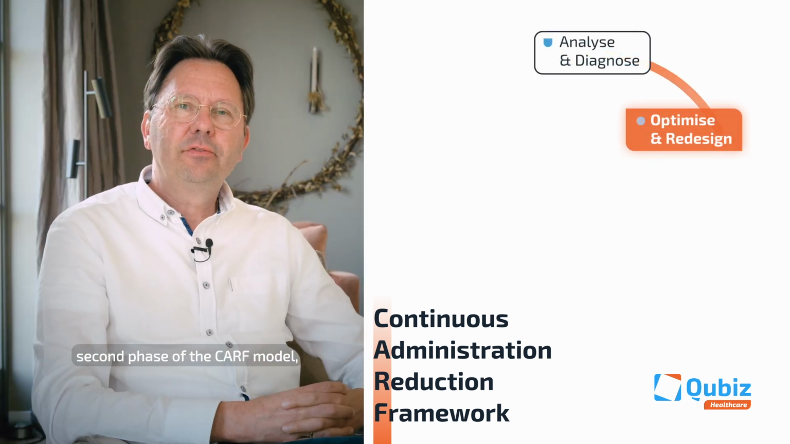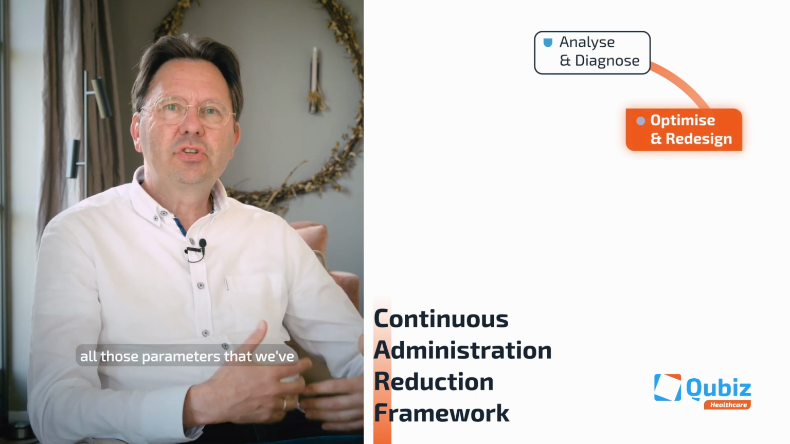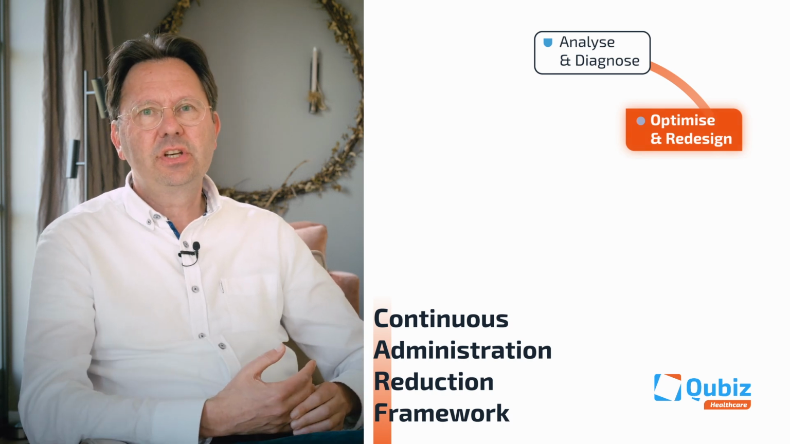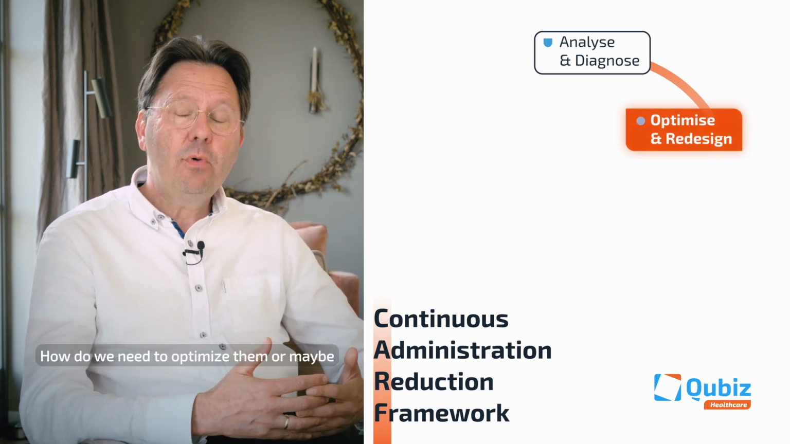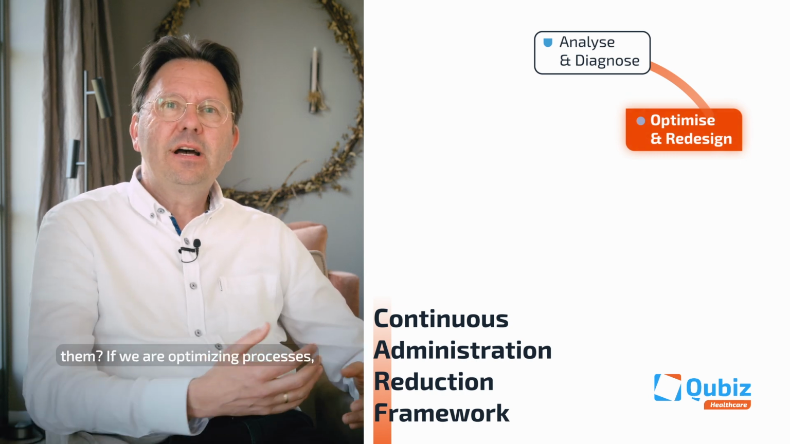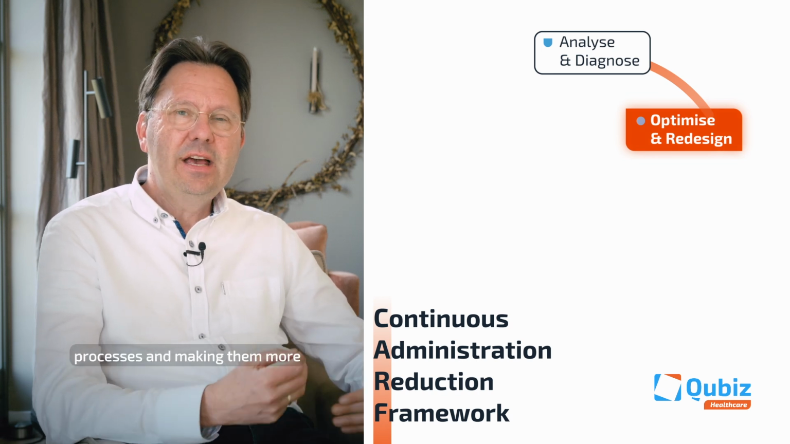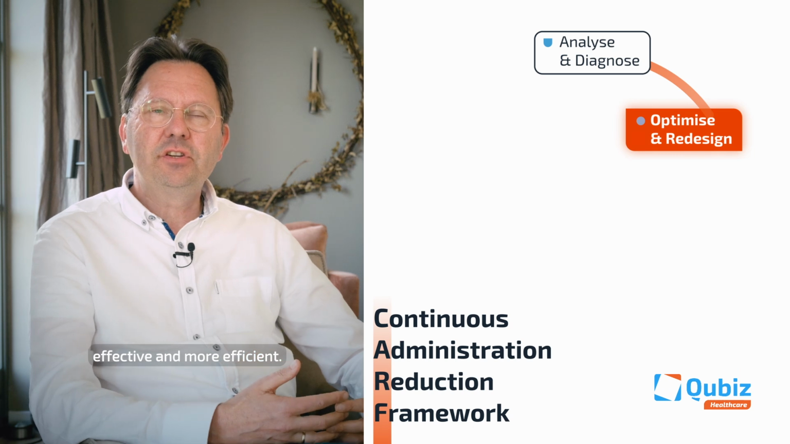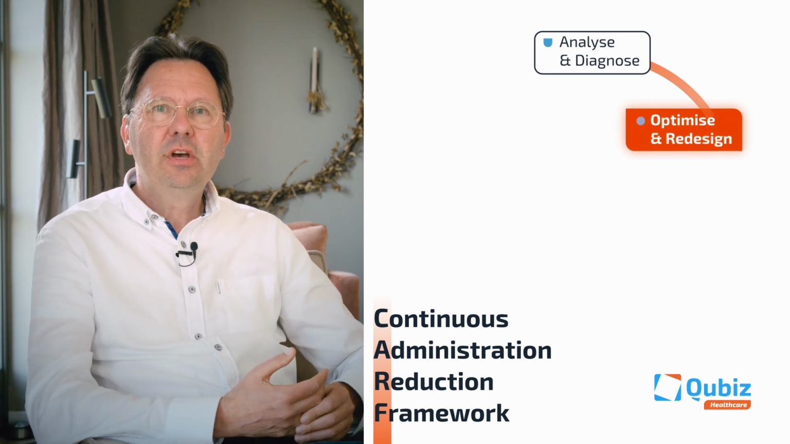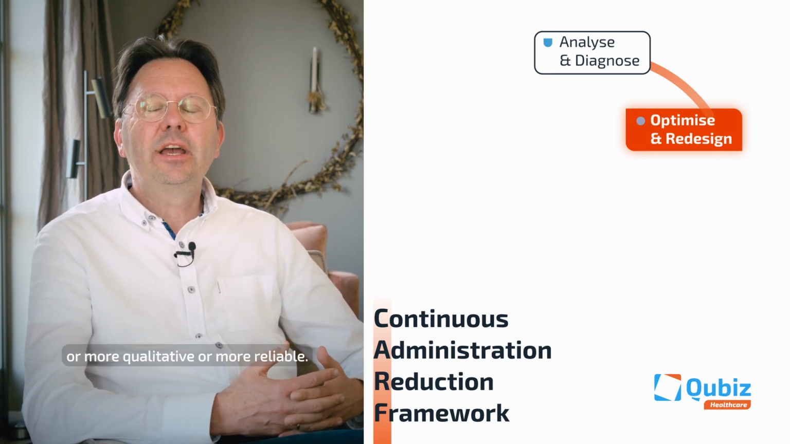In the second phase of the CARF model, we're going to look at all those parameters that we've diagnosed, and we're going to see what we need to do with the processes. How do we need to optimize them, or maybe in some cases, how do we want to redesign them? If we are optimizing processes, we're mainly looking at tuning existing processes and making them more effective and more efficient. For instance, when there is an intake process for a new patient, we're looking at how we can make it faster or more qualitative or more reliable.